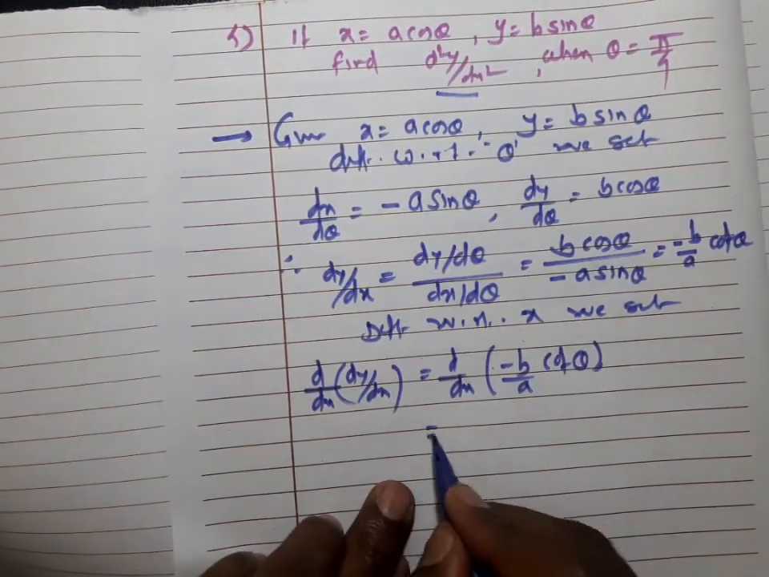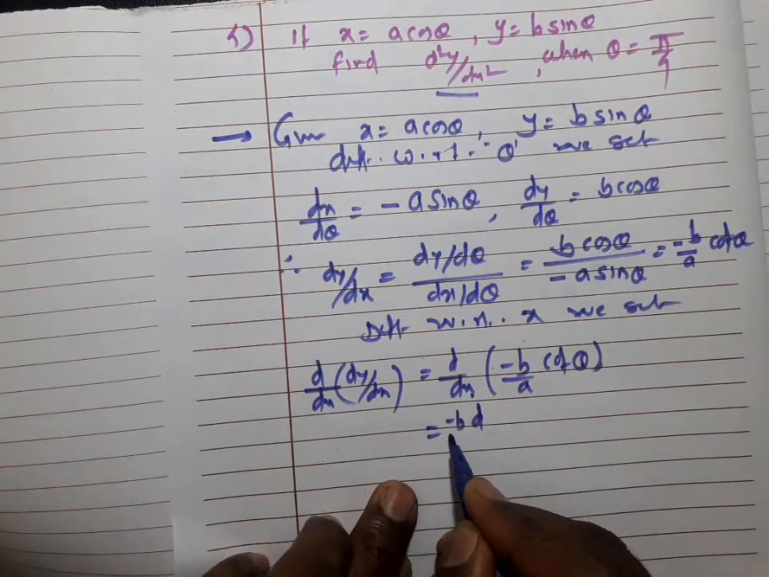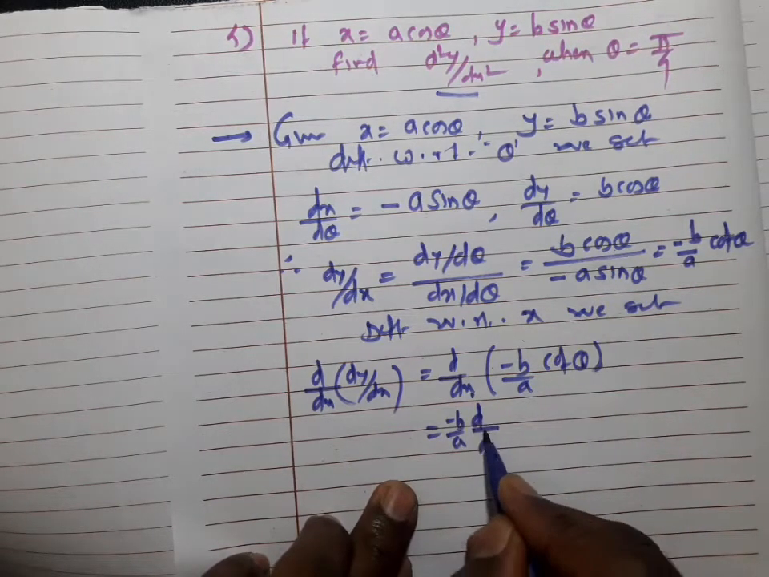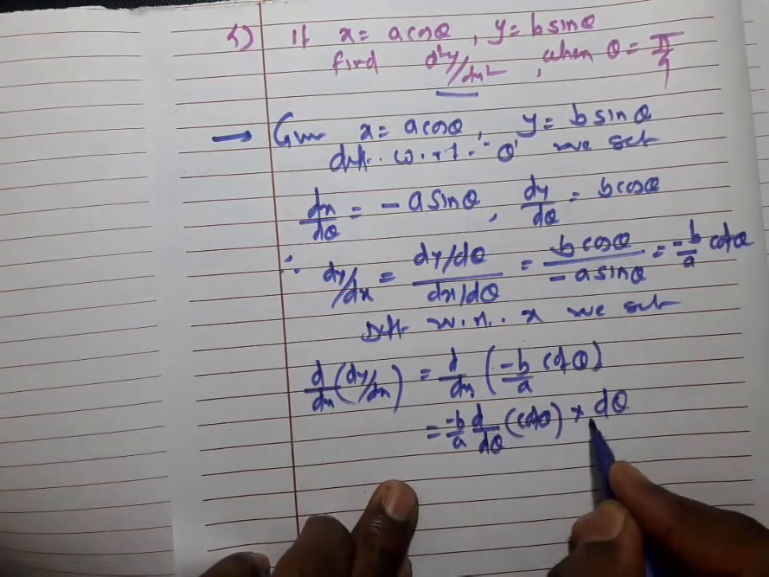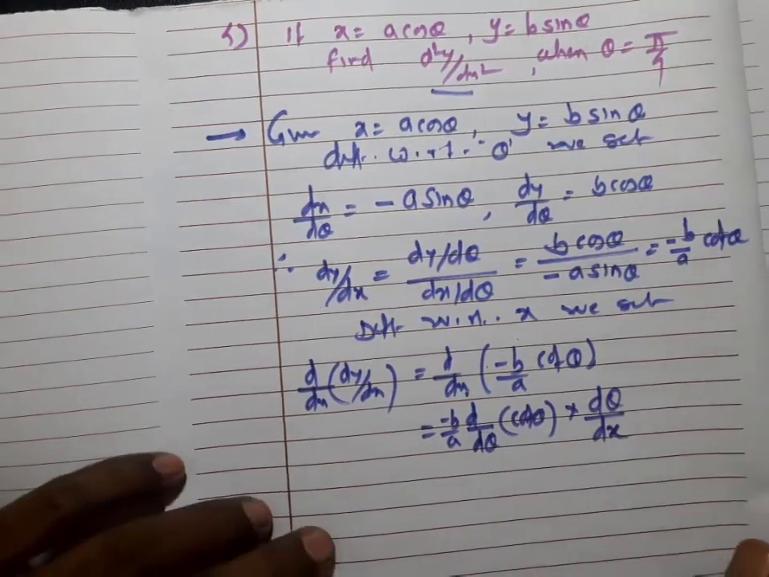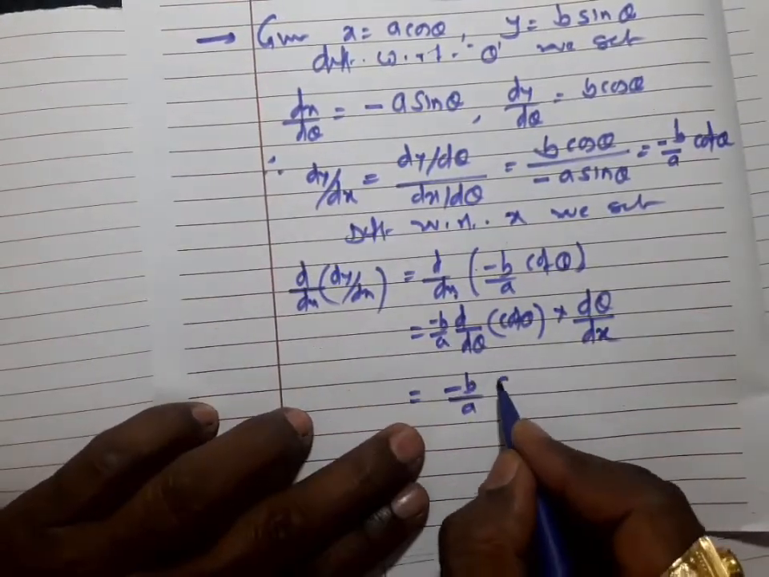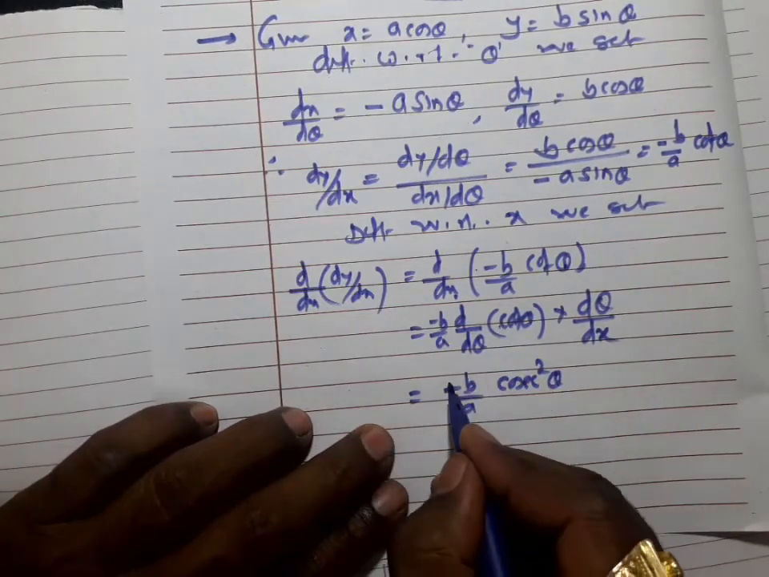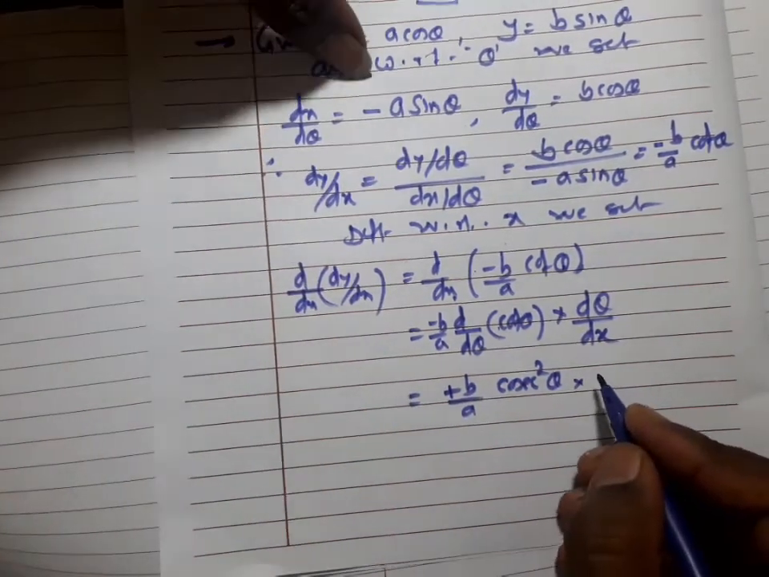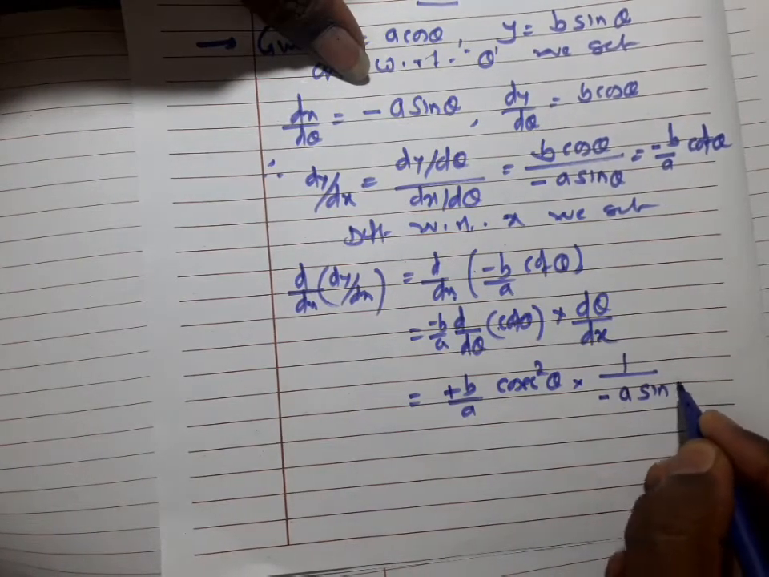Again here we have to change the independent variable. Here is theta, here it is x, so this is not possible. Minus b upon a is taken out. So this is d by d theta of cot theta into d theta by dx. This is minus b upon a into minus cosec square theta, that is minus becomes plus, and d theta by dx is 1 upon minus a sin theta.